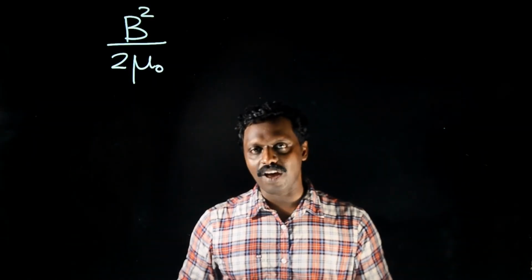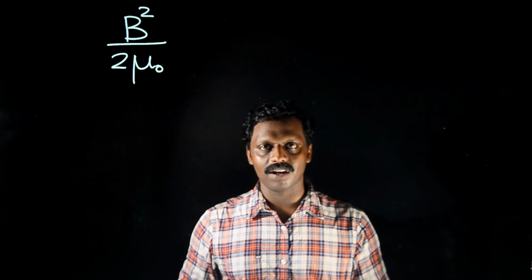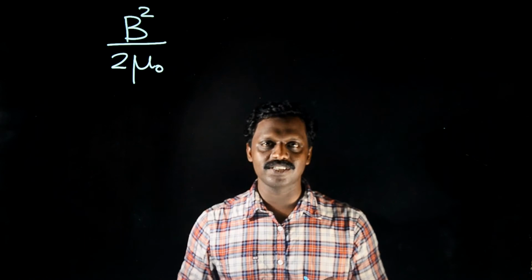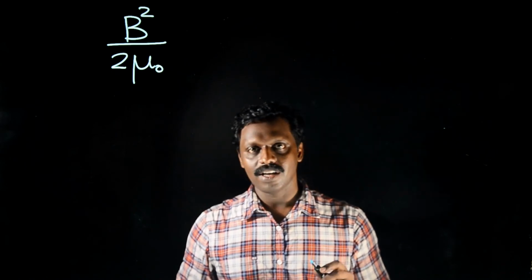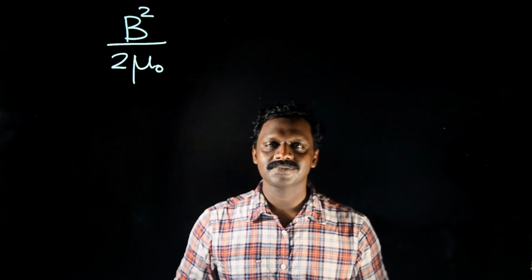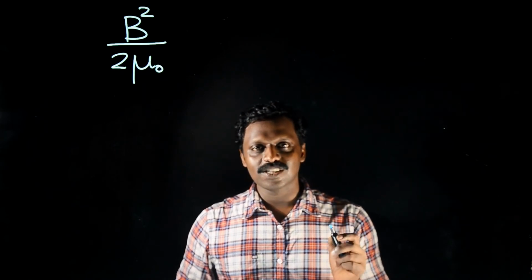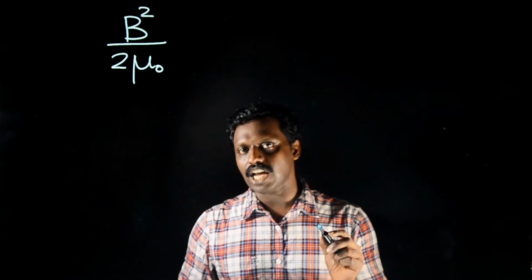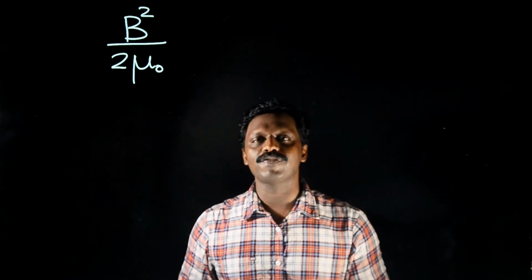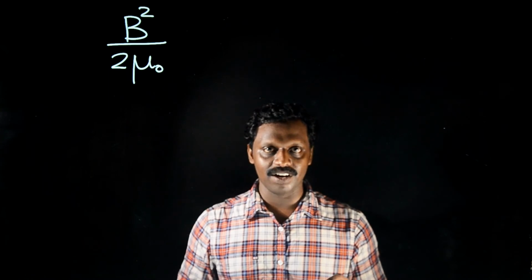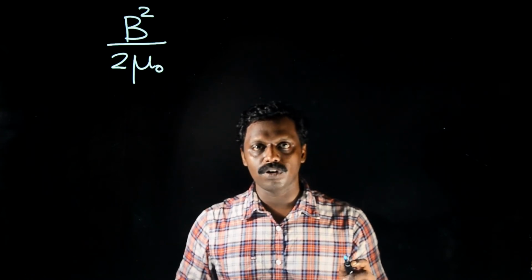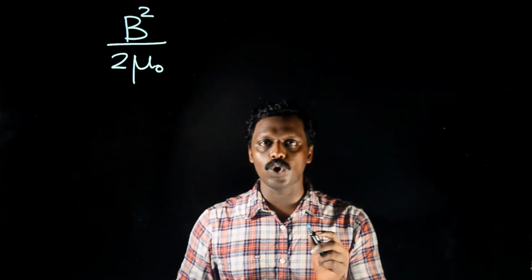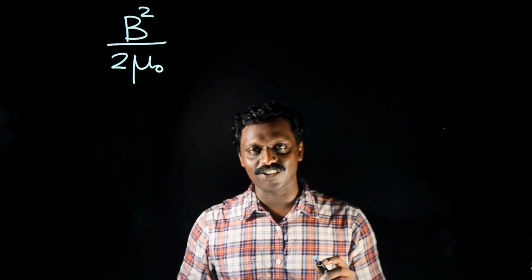In this question, we have to calculate the dimensional formula for B squared divided by 2 mu naught, where B is the magnetic field and mu naught is the absolute permeability. Now, this question is very simple if we have the right approach, because this is the formula for the energy density of the magnetic field. We have half epsilon naught E squared as the energy density of the electric field and B squared by 2 mu naught as the energy density of the magnetic field.